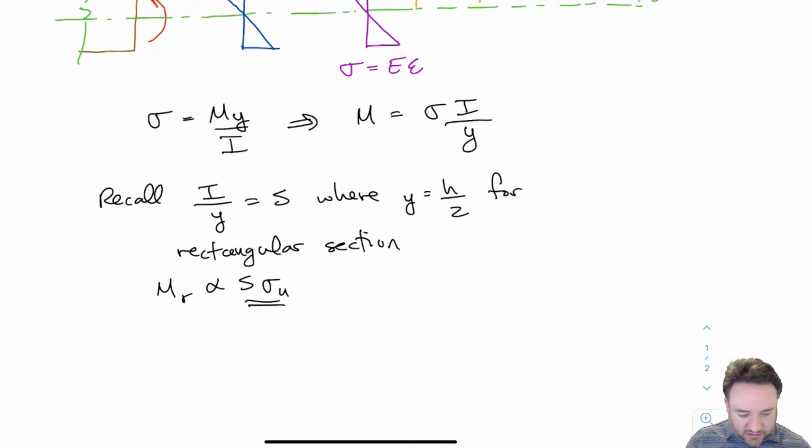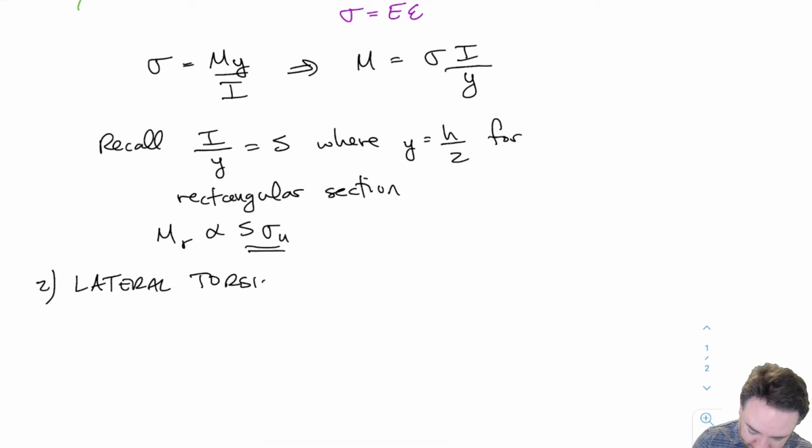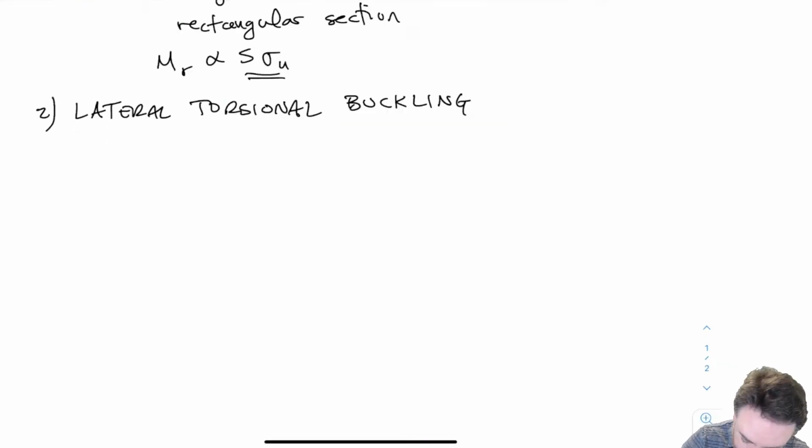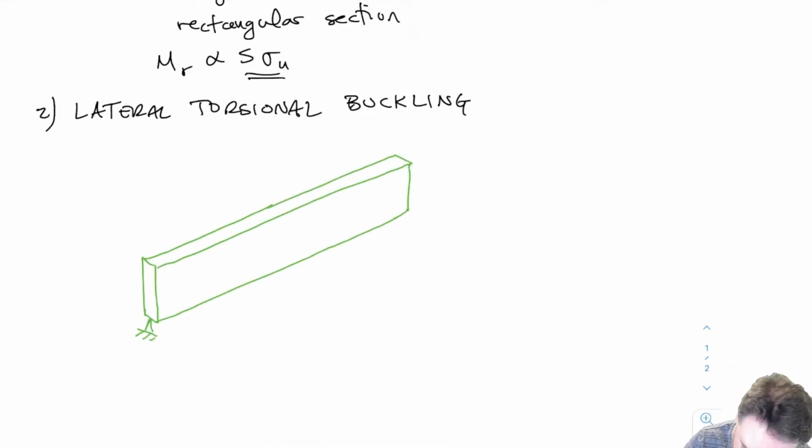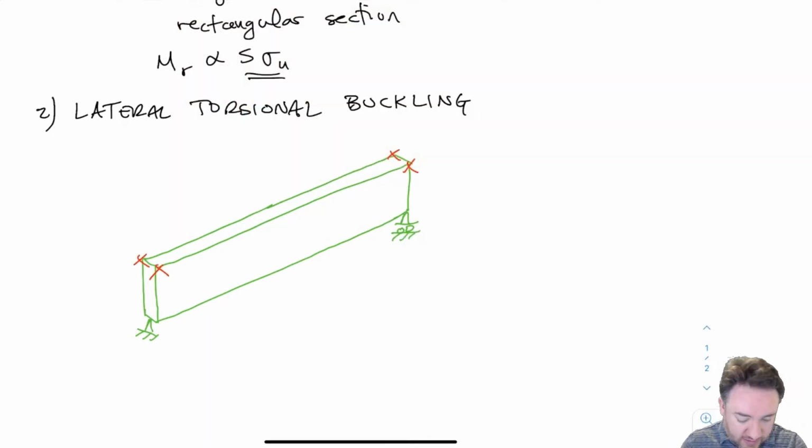Next, we need to consider lateral torsional buckling. So if you're familiar at all with beam design in another material, like in steel or concrete, then you are familiar with this phenomenon of lateral torsional buckling. And if I bring up my ruler here, lateral torsional buckling is what happens when I have a section that is quite slender, and when I push down on it, it wants to buckle to the side.